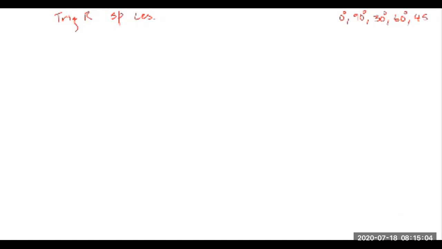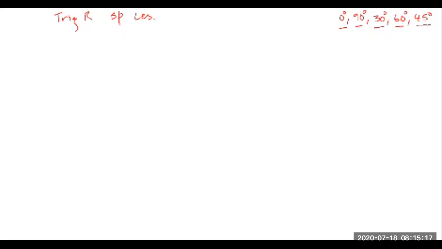Hello students, today we are here to discuss the trigonometric ratios for specific angles. By these specific angles, I mean 0 degree, 90 degree, 30 degree, 60 degree and 45 degree. These are the angles for which in most of the sums normally the value for trigonometric ratios is required.